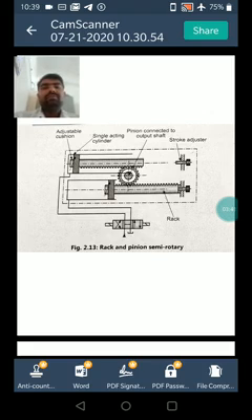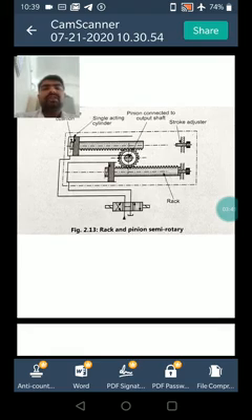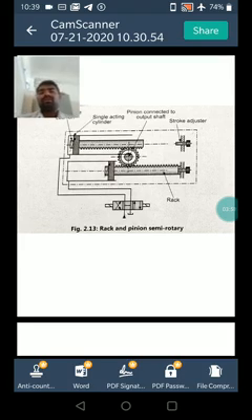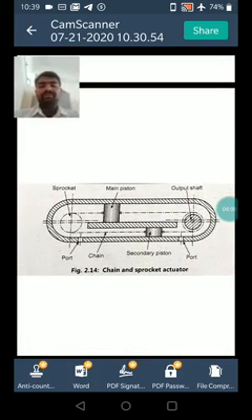This actuator can provide several rotations using a double acting cylinder. Okay, this actuator can provide torque of up to over 80,000 kN at a pressure of 210 bar. Okay, the next point is the chain and sprocket actuator.